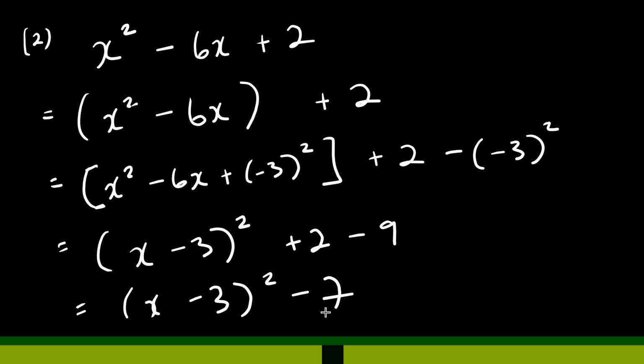Now, what happens when the question looks a little bit different? What happens when the coefficient is not 1? The coefficient of x squared, that is not 1. What does that look like, right? So let's consider 2x squared plus 12x plus 5.